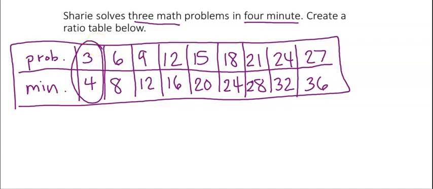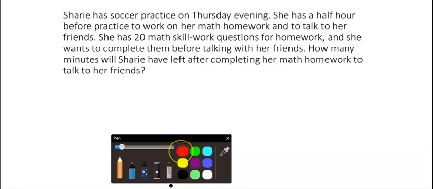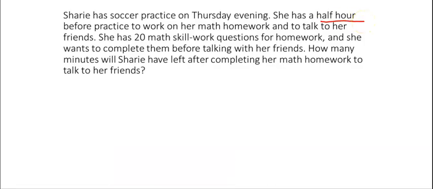Okay, so using this ratio table, we can go on and look at the rest of the problem here. And it says, oh, listen, Cherie has soccer practice on Thursday evening. She has half an hour before practice to work on her math homework and to talk to her friends. She has 20 problems or 20 math skill work questions for homework, so 20 problems, and she wants to complete them before talking with her friends. How many minutes will Cherie have left after completing her math homework to talk to her friends?